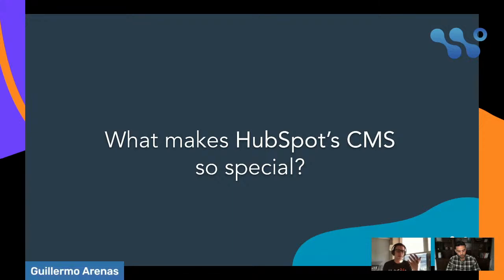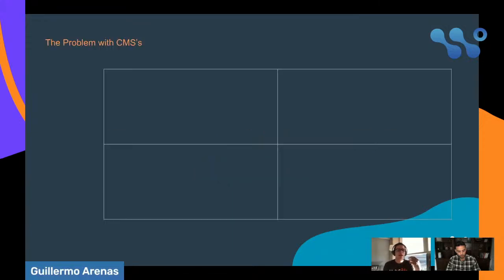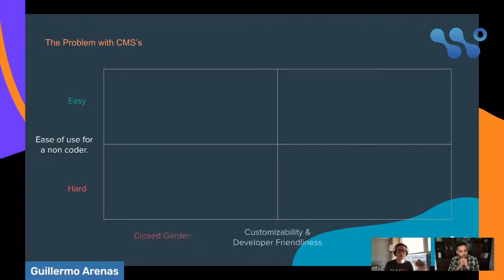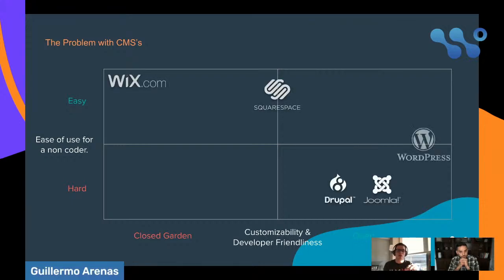So what makes HubSpot's CMS so special, and why are we so excited about this launch? It's because we've seen a problem with CMSs: they're either hard to use for a non-coder, or they're not very customizable and not friendly to developers, right? We see a lot of these examples where some of them are easy, some of them are closed, or what we call a closed garden, right?